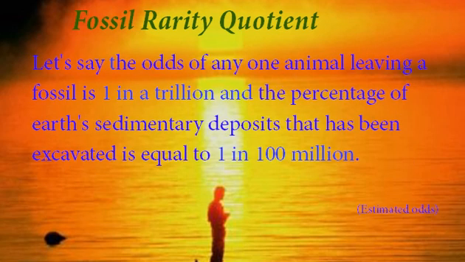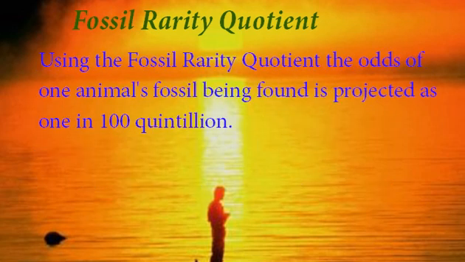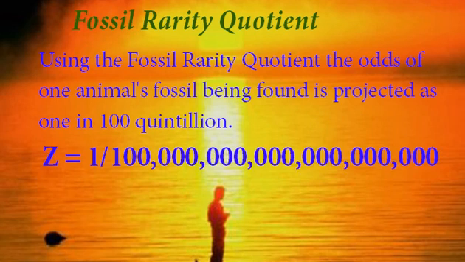Let's say the odds of any one animal leaving a fossil is 1 in a trillion and the percentage of Earth's sedimentary deposits that has been excavated is 1 in 100 million. W equals 0.000001%. X over Y equals 1 divided by a trillion. Using the Fossil Rarity Quotient, the odds of one animal being found is projected at 1 in 100 quintillion. 100 million times 1 trillion.